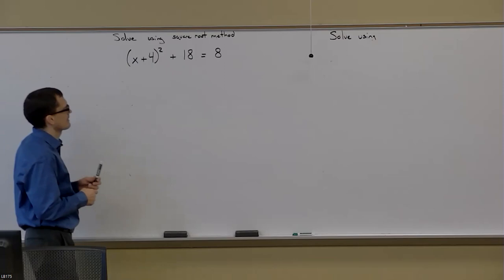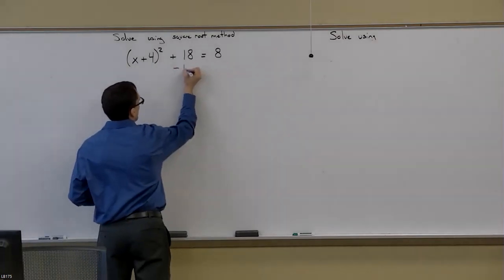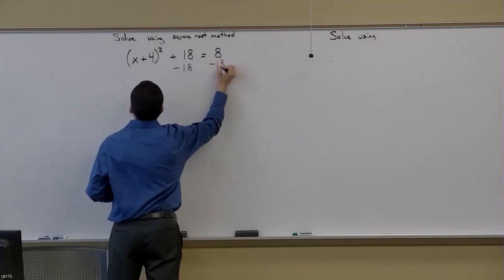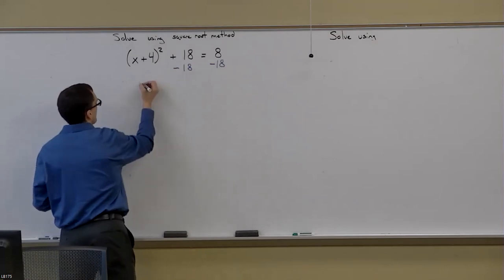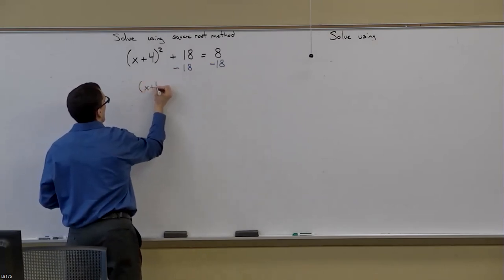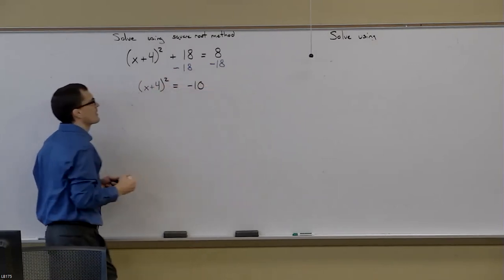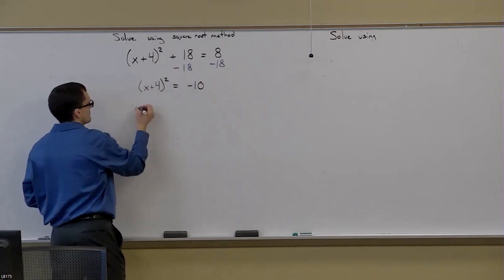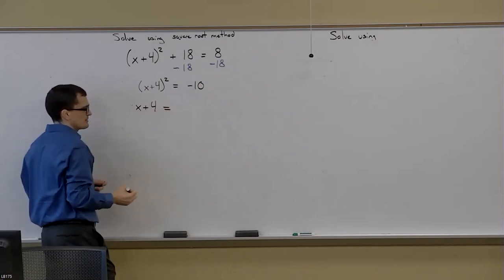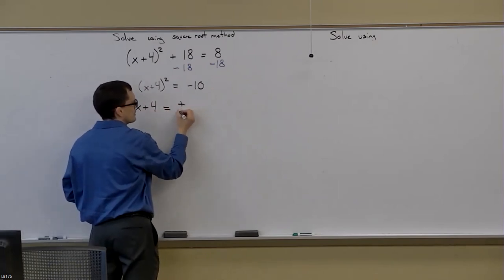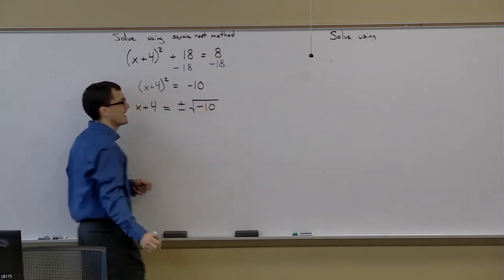All right, let's go through this. In this case, the first thing we're going to do is subtract 18 from both sides so that we isolate that x plus 4 squared. And then we're going to take the square root of both sides. Namely, I'm going to say x plus 4 is either the positive version or the negative version of the square root of negative 10.